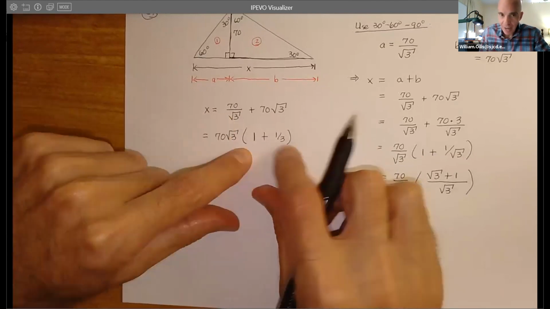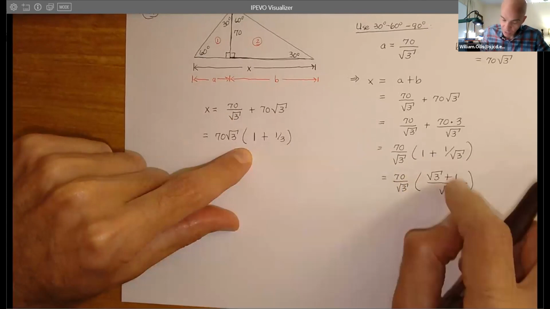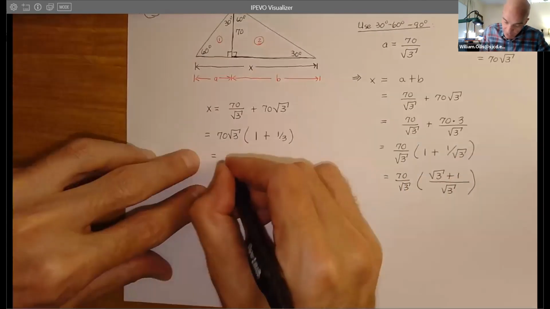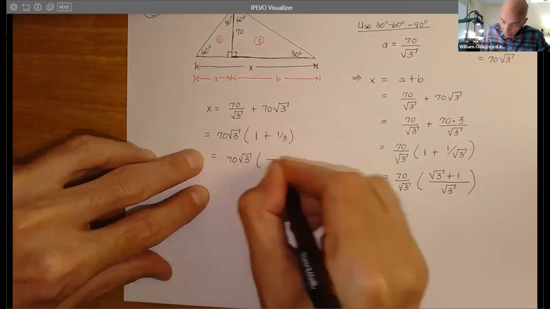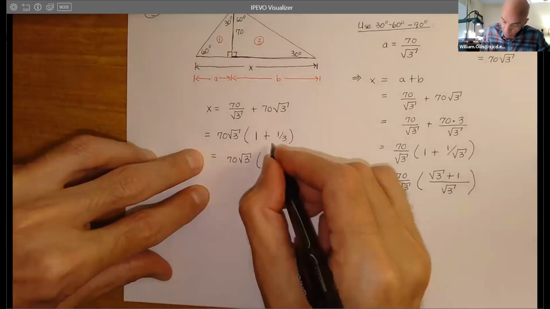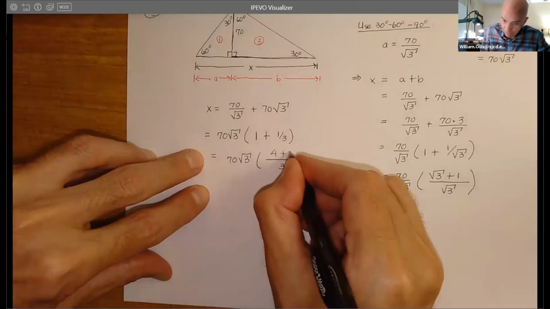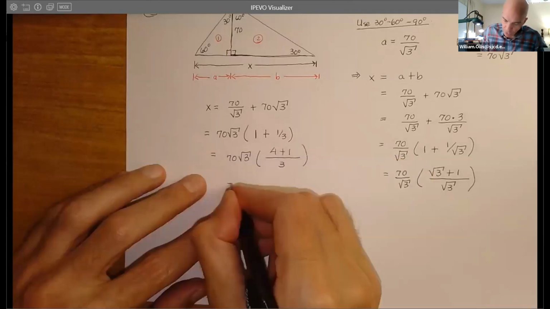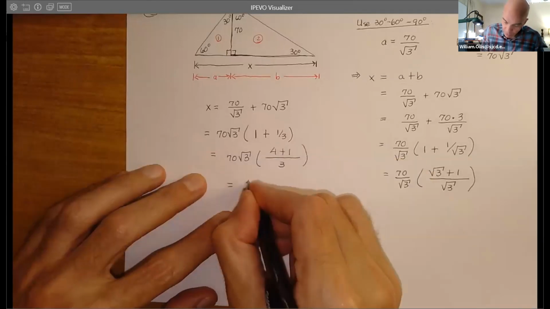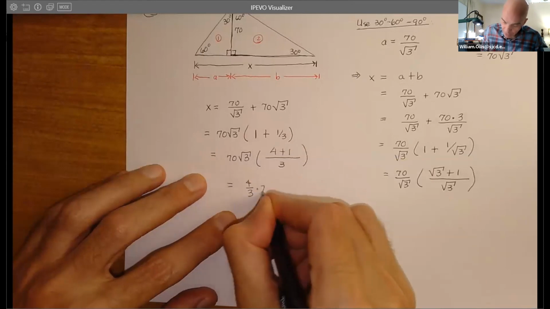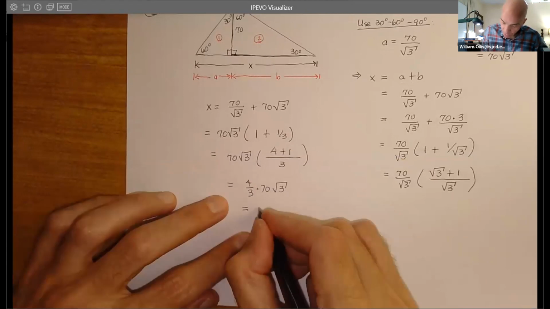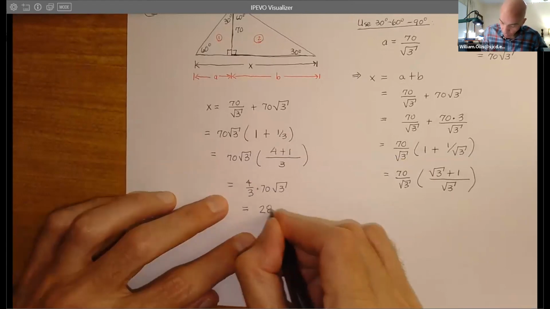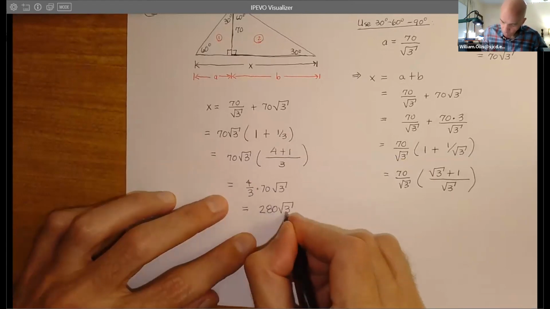So this is actually nicer because we get rid of the fractions. So now we get 70 root 3, and we have a 3. So this is going to be what? A 4 plus a 1. So this will give us 4/3 times 70 times root 3. So that'll be 280 root 3 over 3. And that looks a whole lot better.